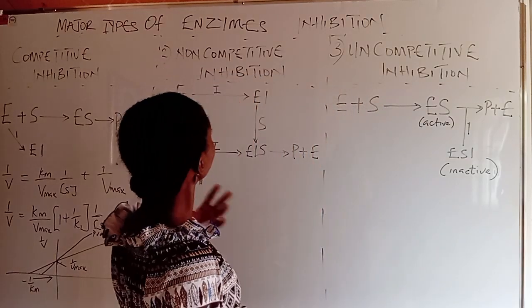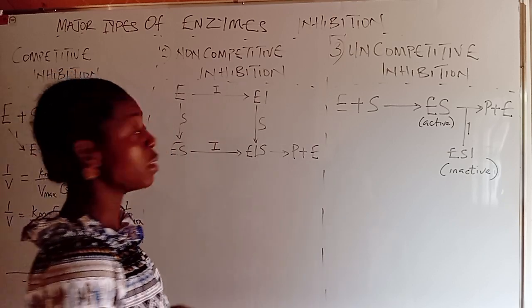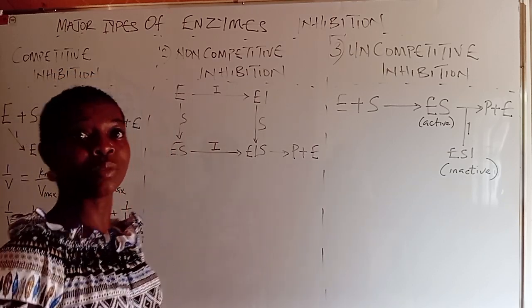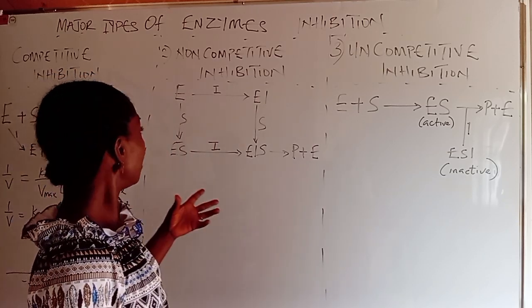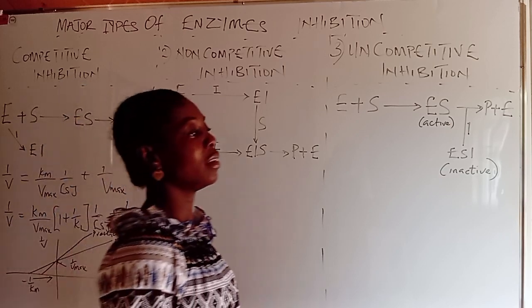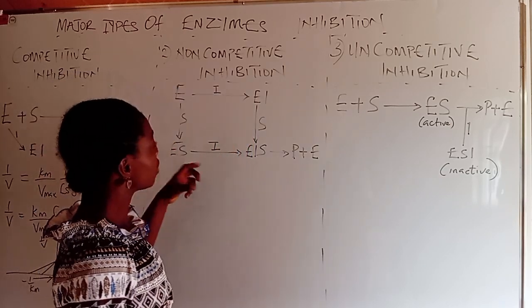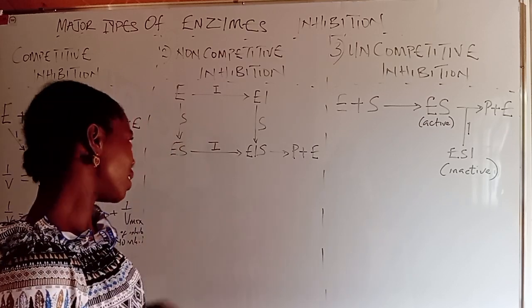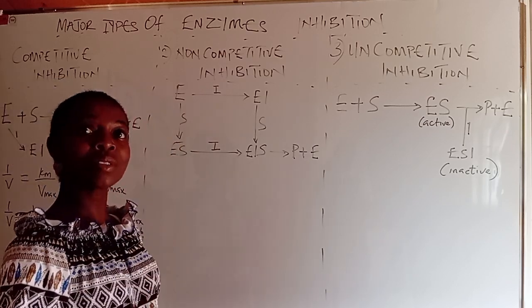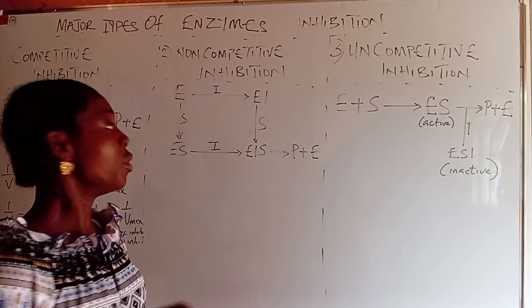Today, we should be looking at another major type of enzyme inhibition, which we call non-competitive inhibition. In this inhibition, unlike the competitive one we discussed previously, inhibitors do not bind to the active site of an enzyme. Instead, they have their own site, which we call the allosteric site, where they bind.